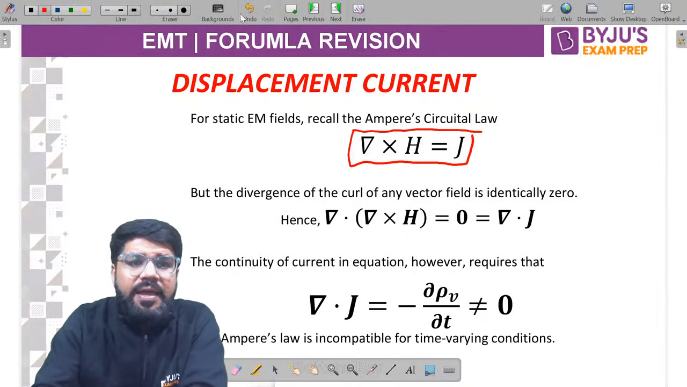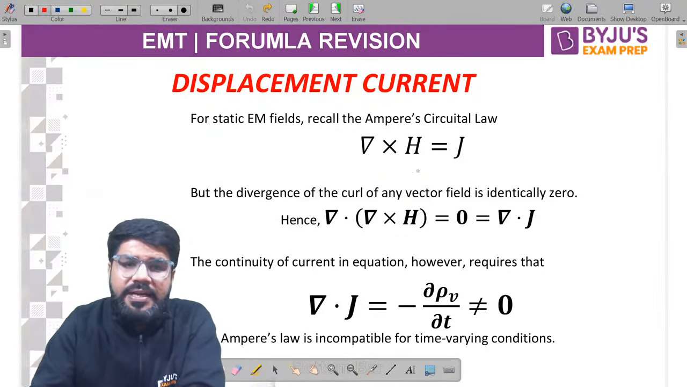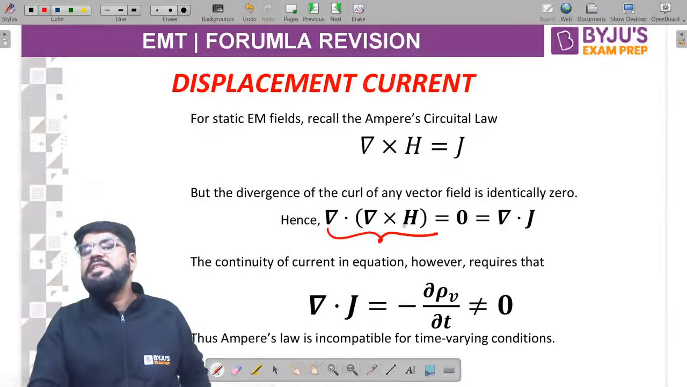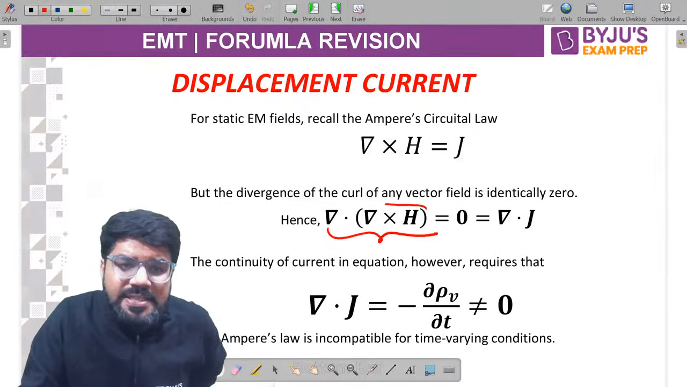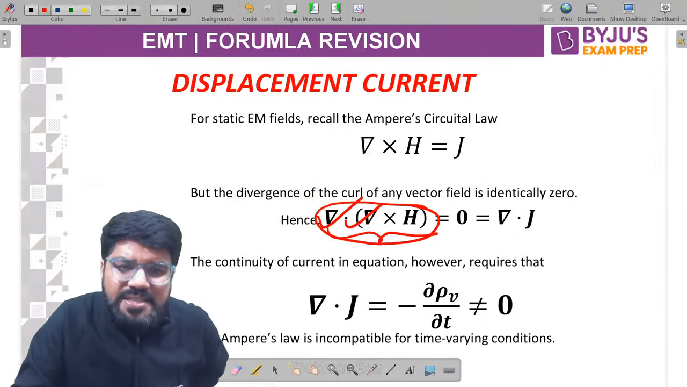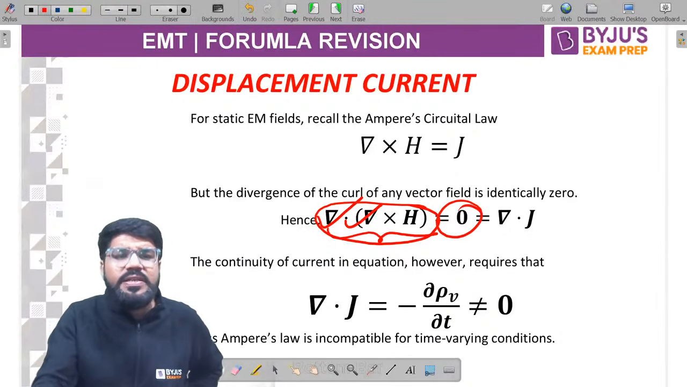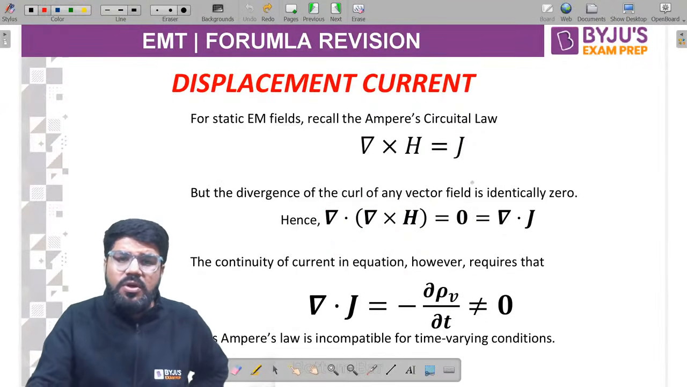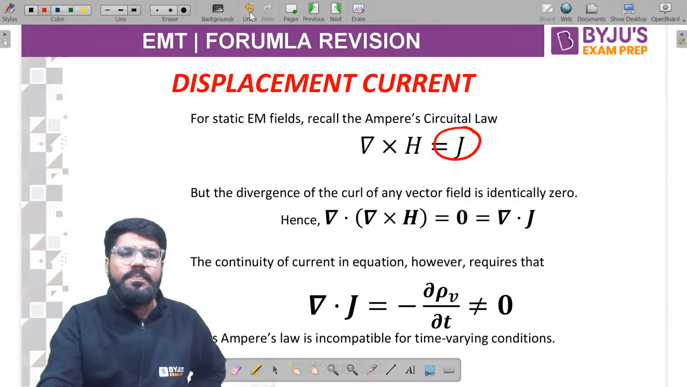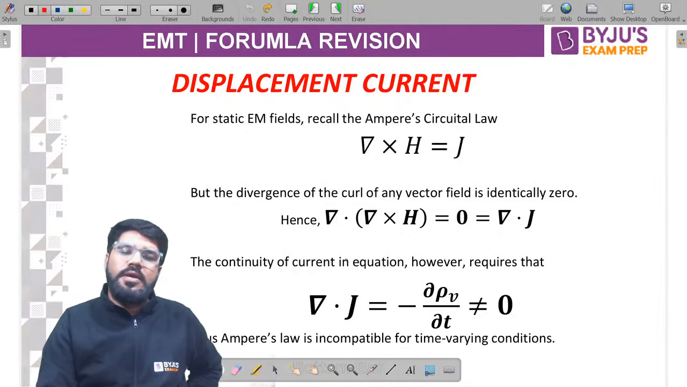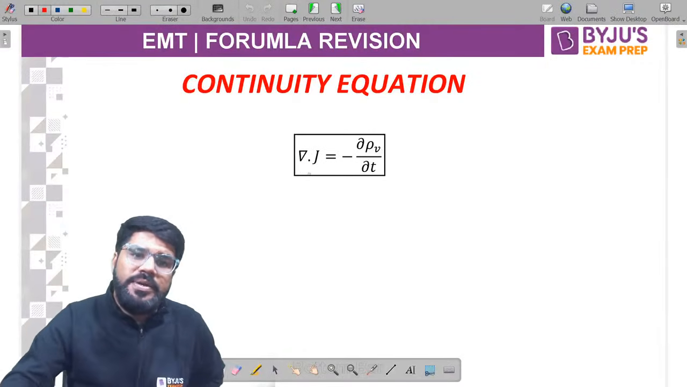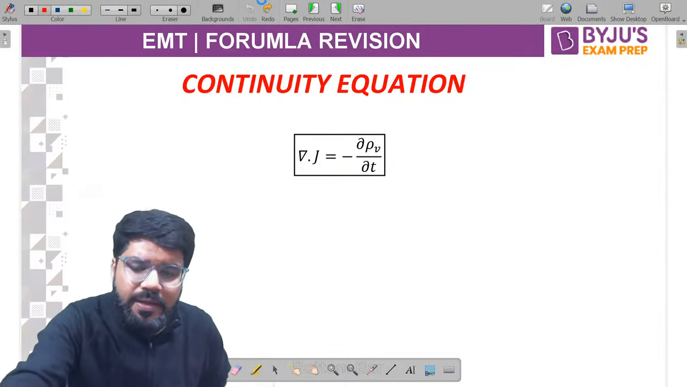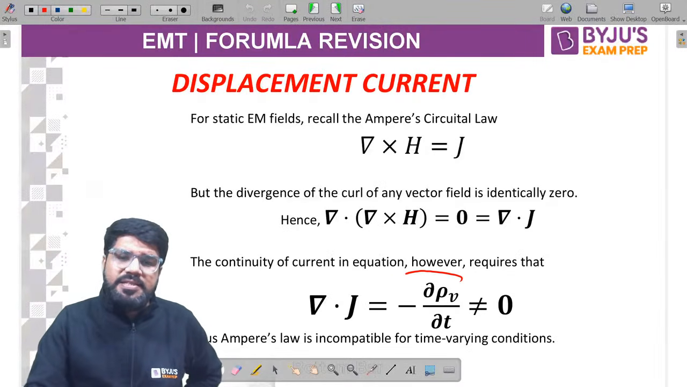So if I apply the divergence on both the sides, del dot del cross H, now divergence of curl is always 0. In a scalar triple product, whenever two vectors are the same, the scalar triple product is always 0. So del dot del cross H is always 0, so del dot J should also be 0. But according to the continuity equation, del dot J is minus del rho V by del T.